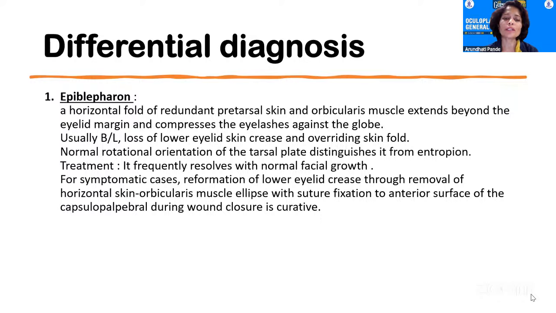And for symptomatic cases, reformation of lower lid crease through removal of a horizontal ellipse of skin and orbicularis muscle, with suture fixation to the anterior surface of the capsulopalpebral fascia during wound closure, is curative. But it is not done very commonly, because it is seen very commonly in children. So if the parents are very anxious and they are behind you, saying please do this, after explaining everything, if they are still insisting on the surgery, you can give this a try.